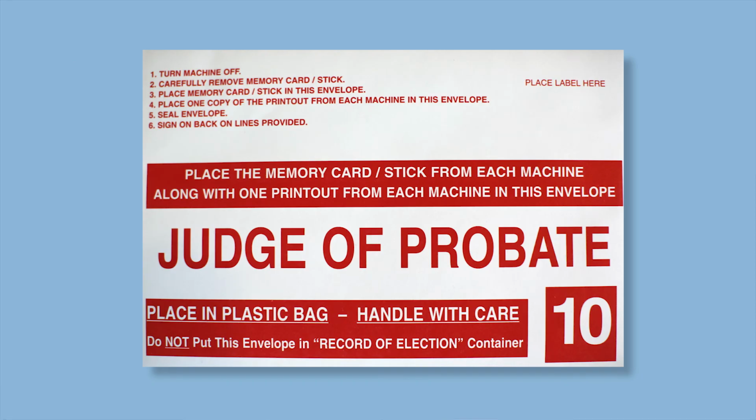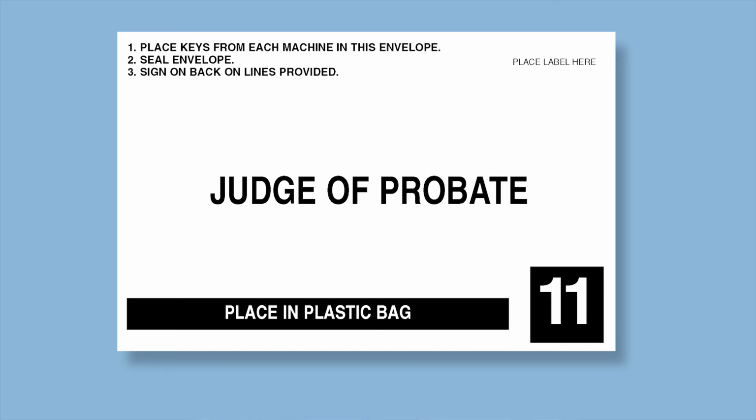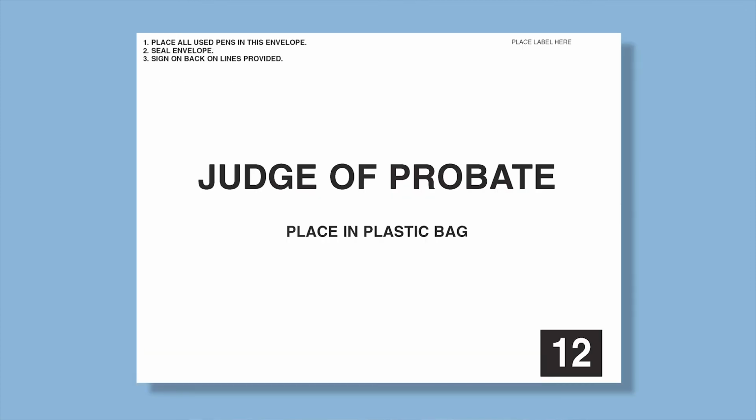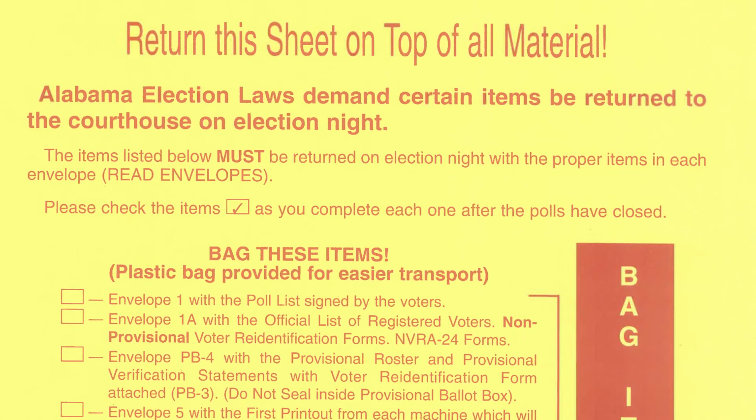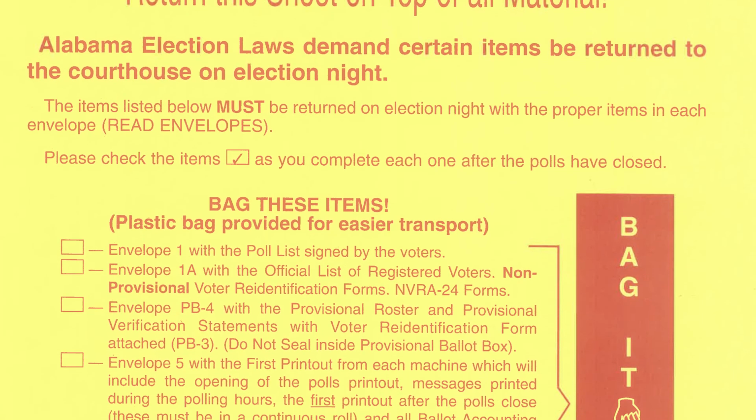Envelope 10, make sure you put the copy of the results signed, and also the thumb drive and or memory card from your voting machine. It is to be placed in envelope 10, and that's clearly marked for the judge of probate. Envelope 11 is for your keys for your voting machine. Envelope 12 is for any extra supplies you might want to return to Election Central that night. Again, review your yellow checklist.